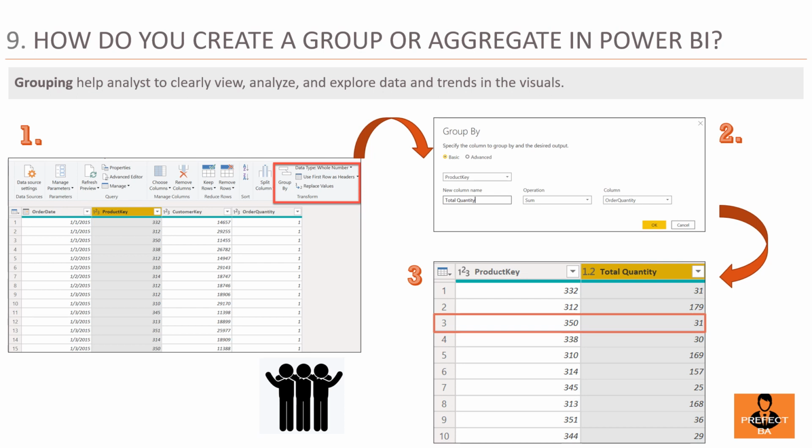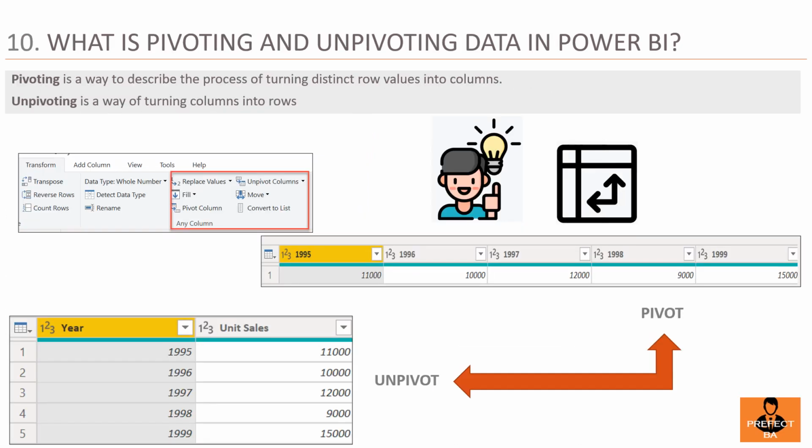In the screenshot above, the product ID 350 has been ordered multiple times by different customers, and now analyst wants to transform this table and see an aggregated result at product ID level. This is summarization of the order quantities by unique product ID, and the total quantity for the product key 350 is 31. Question number 10.